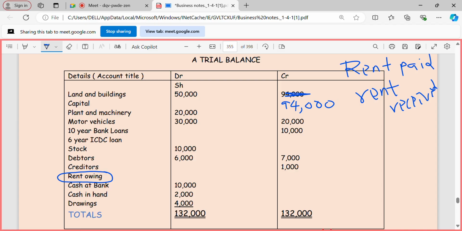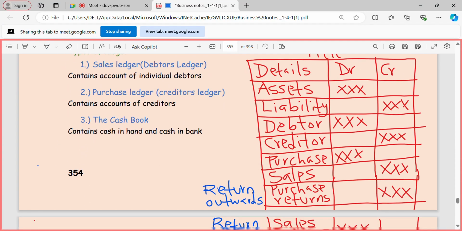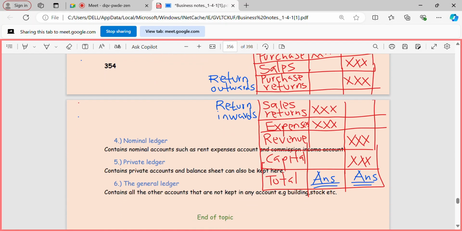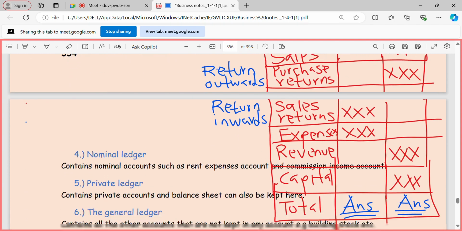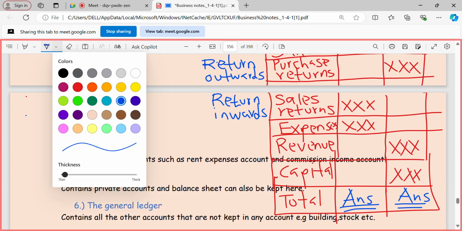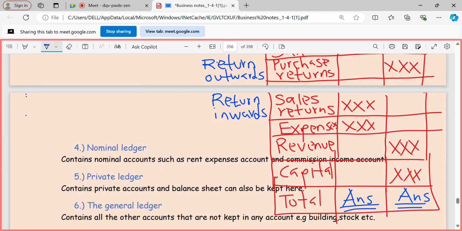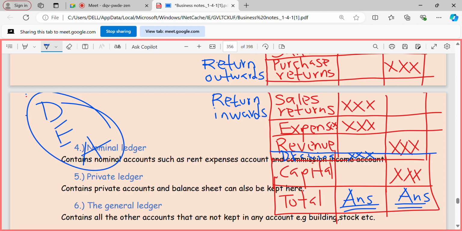Rent owing means you are owing some rent. This is not a common term that they like using in business. Even in KCSE, they have not used it before. What they use is rent paid and rent received. That is the KCSE way of putting it. It is very easy to confuse someone otherwise. So rent paid, rent received.